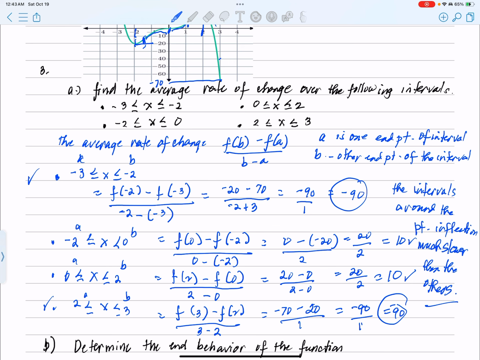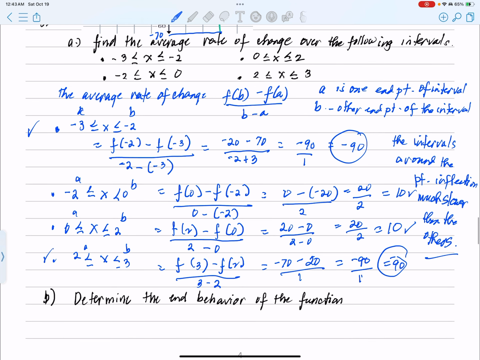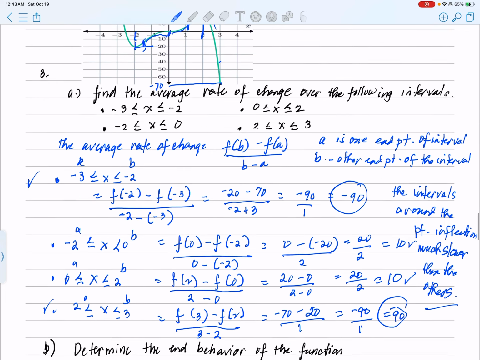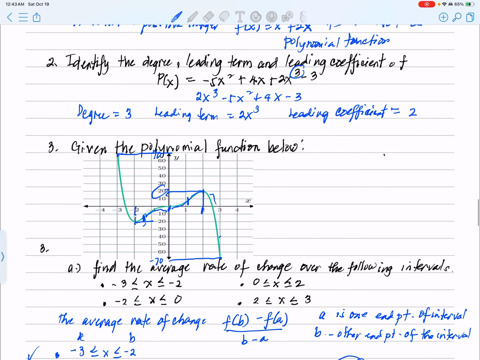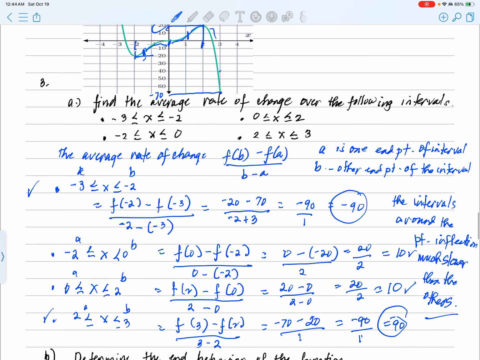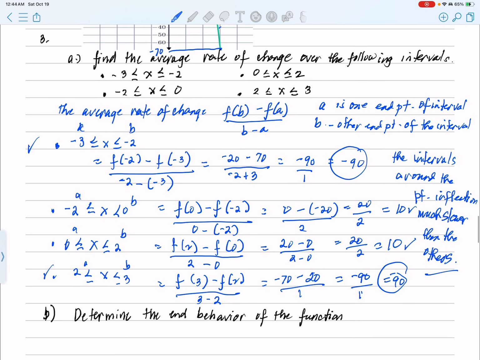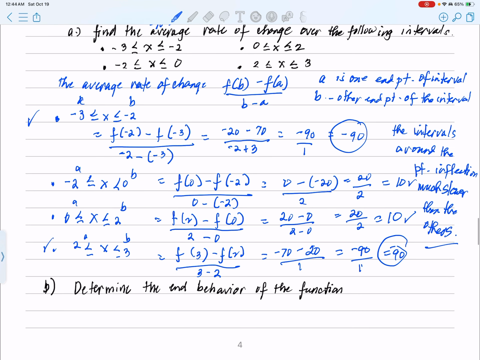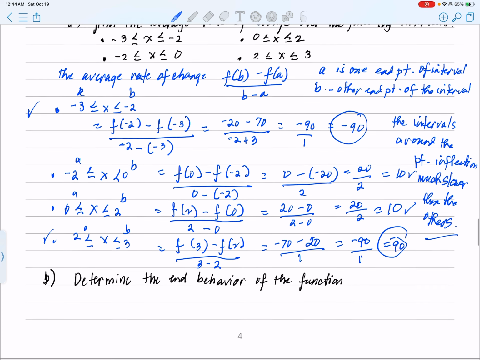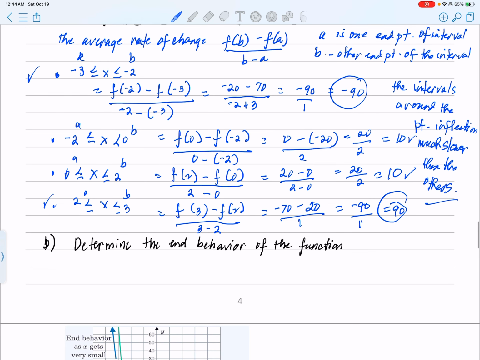Okay, that's what you can see. So you make your observation. You're just asked to find the average rate of change over the following intervals. So you made your observation that the intervals between -3 to -2 and 2 to 3 are the same. Might as well the intervals between -2 to 0 and 0 to 2 are also the same. Okay?